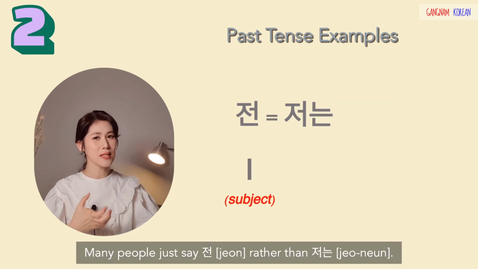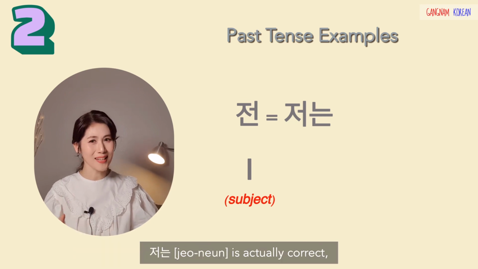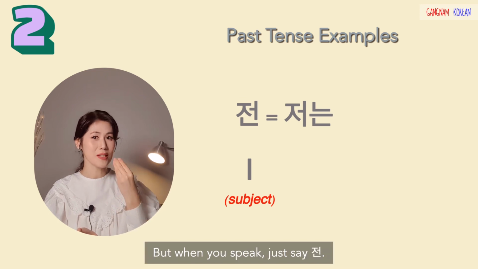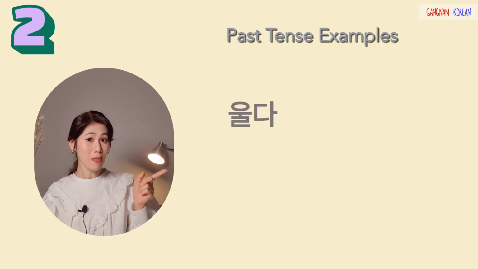And you can also say 전 무지개를 봤어요. Because many people just say 전 rather than 저는. 저는 is actually correct. So when you write, you may want to write 저는, but when you speak, just say 전.